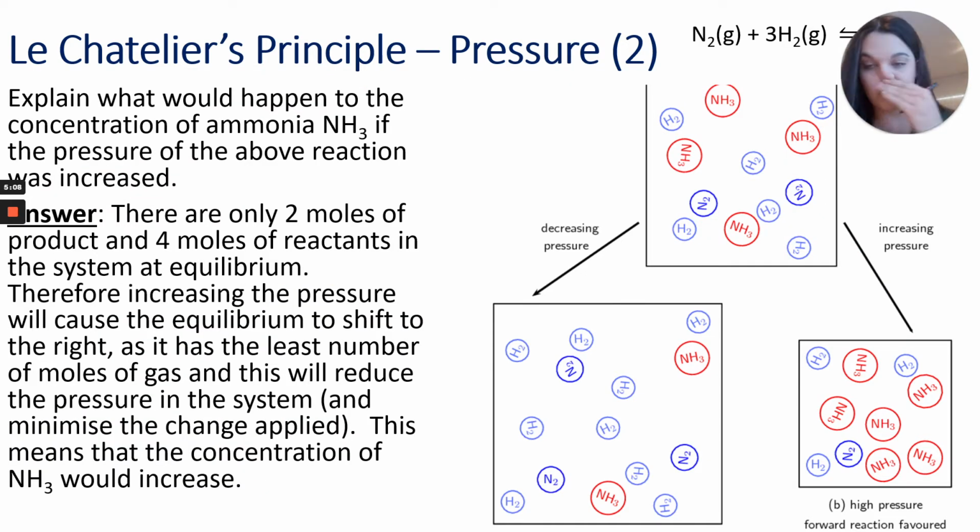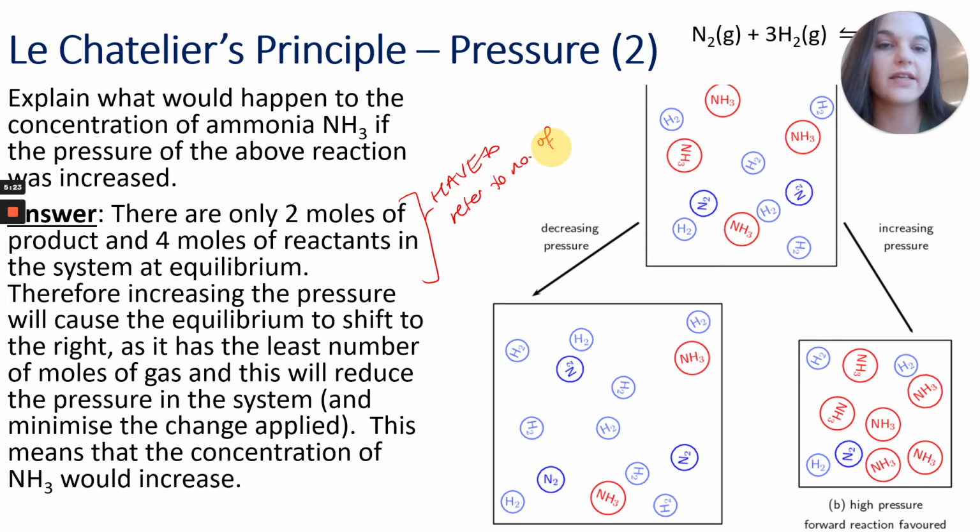On the other hand, so here we go, there are only 2 moles of product and 4 moles of reactants in the system at equilibrium. Now when you do NCEA answers, you have to refer to the number of moles of gas on both sides.